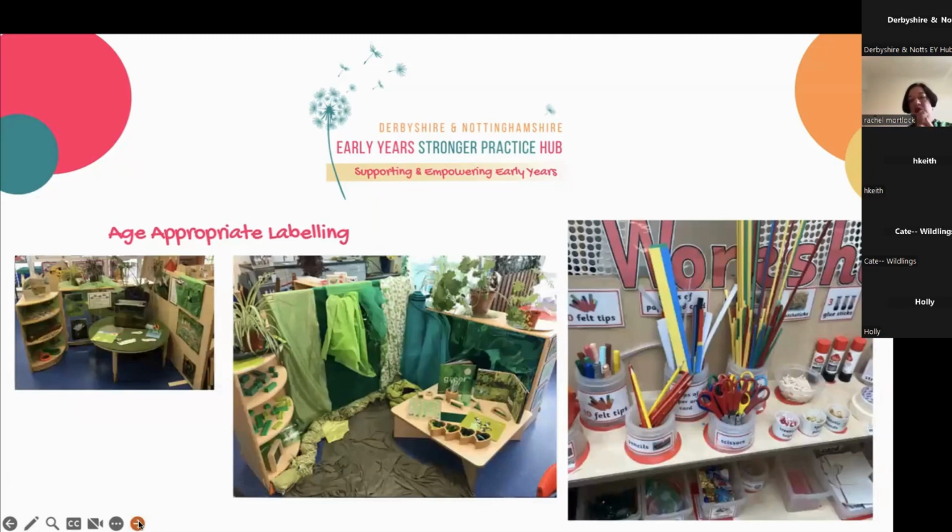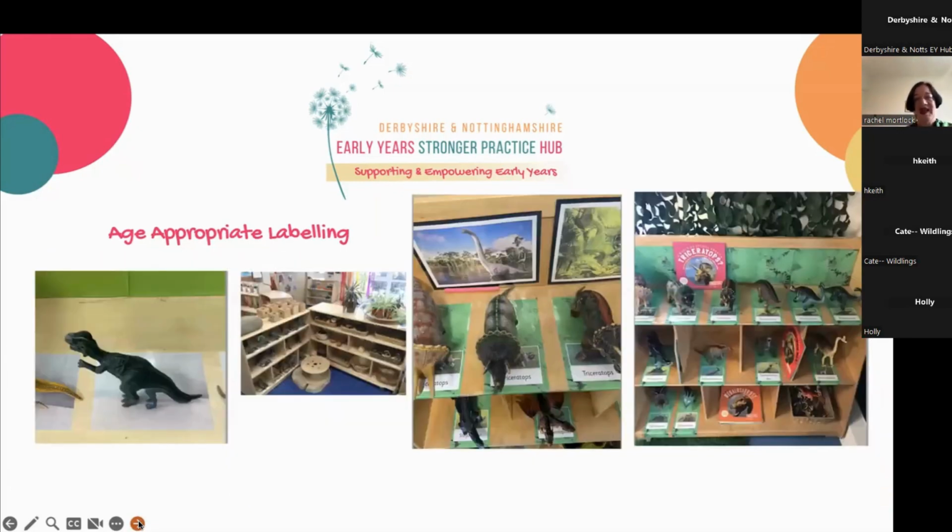This is a reception workshop by that point. And again, you can see there's an image, there's a photograph, there's the words as part of that. So the vocabulary starts to develop, but it's not lots and lots of words that children can't use. It's built up and it's age appropriate.